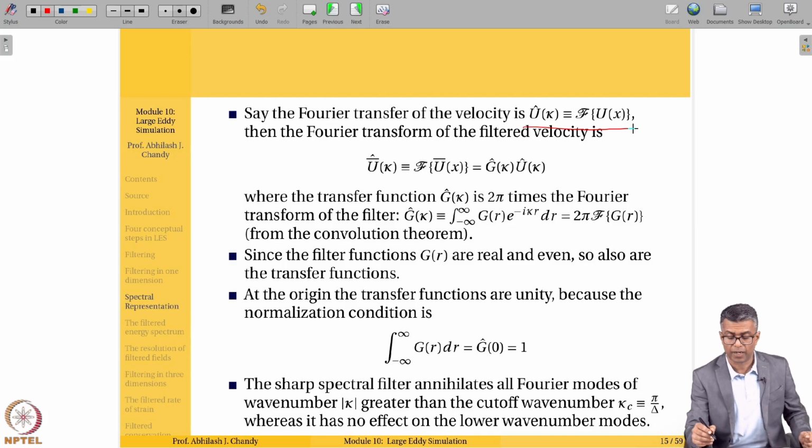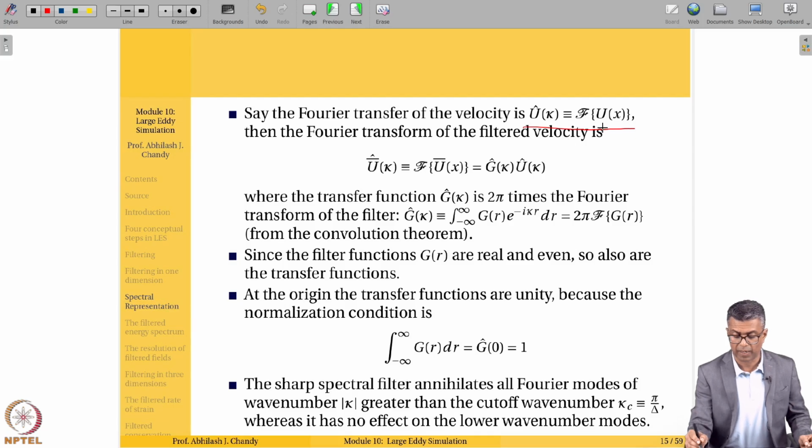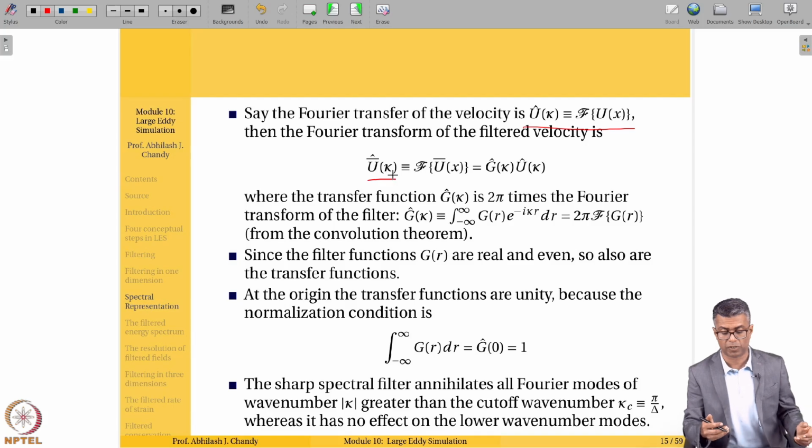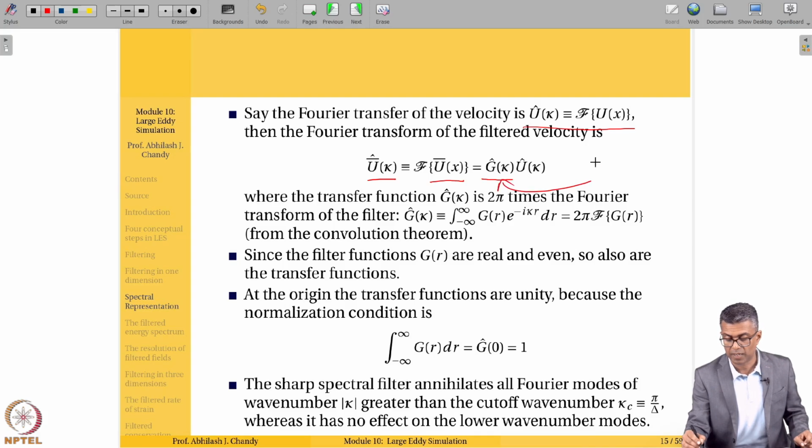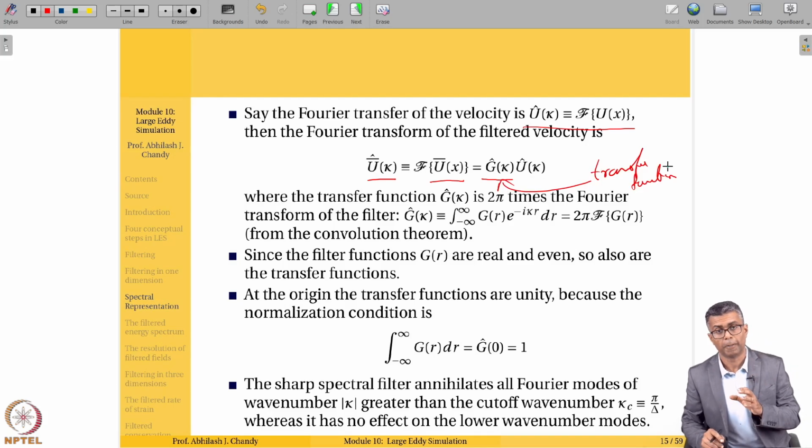So if you have your Fourier transform of the velocity given by this, then the Fourier transform of the filtered velocity field, so that is U bar hat, and it is a function of the wave number, obviously it's in spectral space, would be defined as the Fourier transform of the filtered field. So the Fourier transform of U bar of x is equal to, look at this, the transfer function multiplied by the Fourier transform of the velocity, right? So this right here is the transfer function, which is basically the Fourier transform of the filter function.